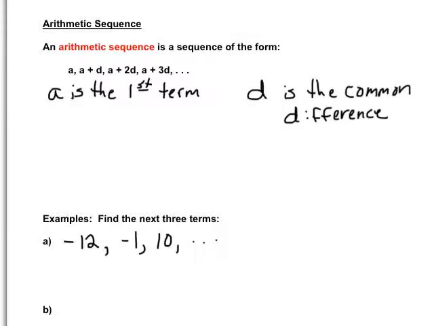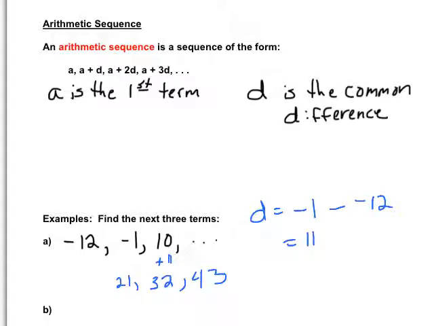So, my common difference d is going to be negative 1 minus a negative 12, so that's negative 1 plus 12, which gives me a common difference of 11, which means the next three terms are going to be 10 plus 11, so it's going to be 21, and then 32, and then 43. So the common difference is just the difference between two successive terms. So you'll always have the same amount of gap between each term in an arithmetic sequence.